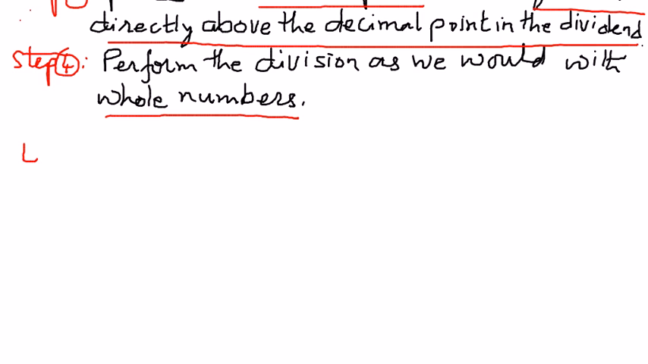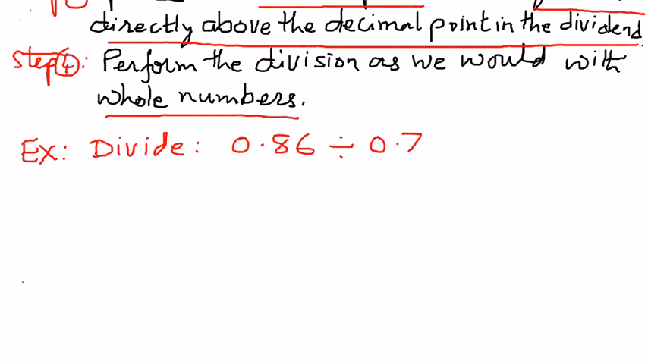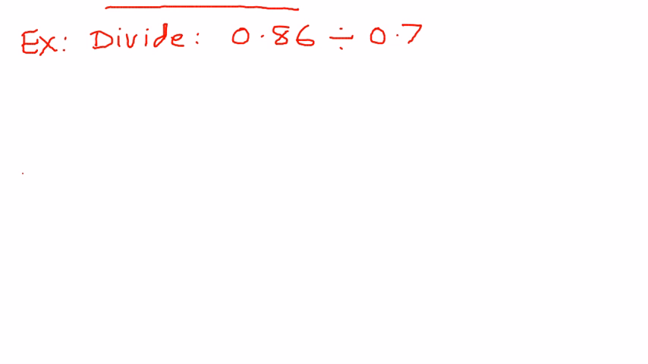Let's take a simple example. Let's say we want to divide 0.86 divided by 0.7. Okay, so that is what we have. And then for the solution, let us break it down into these different steps, and then that way we should be able to solve this problem in a much easier manner.